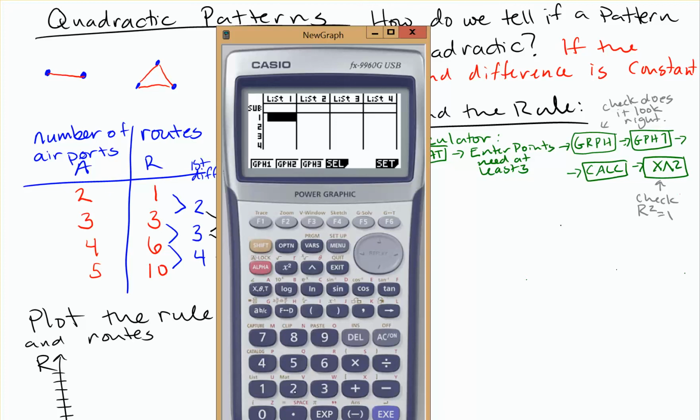So starting with 2 in this case, 2, 3, 4, 5, I'm just entering the x ones first, and then I'll go over and enter the other ones. Sometimes that's easier than flicking back and forth between the sides. Just make sure that they match up, so 5 and 10, 4 and 6, 3 and 3, and at the top 2 and 1. And for a quadratic pattern, keep in mind that you need at least 3 pairs of points. If you put in more, that's okay, but you don't have to put in a billion.